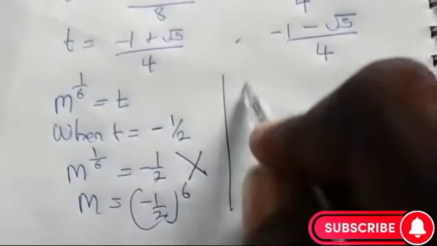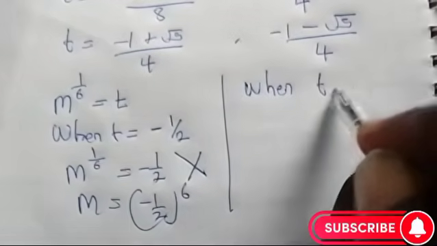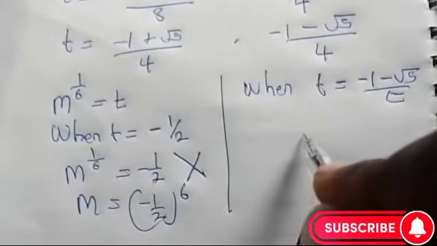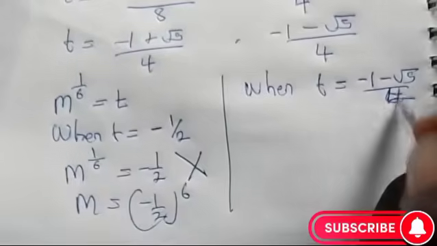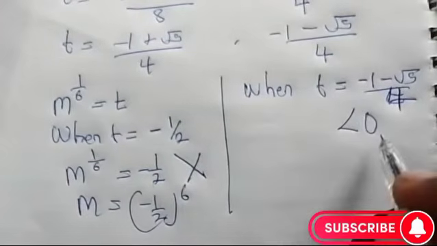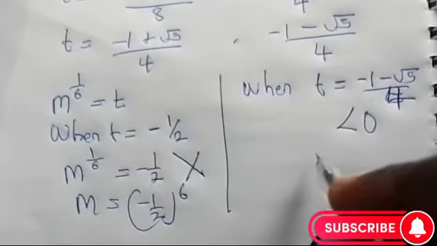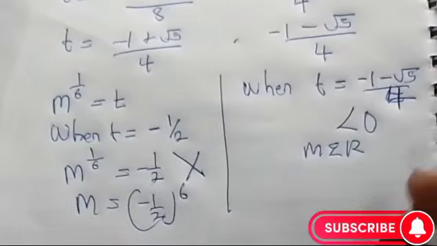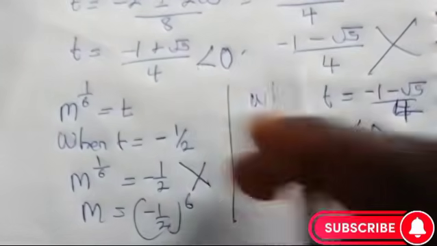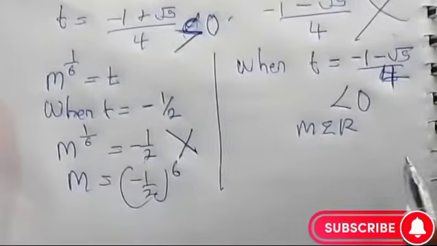So when t is equal to minus 1 minus root 5 over 4, we are going to have 5 over 4. So don't forget that the value of this is less than 0, right? So when this is less than 0, we cannot get a real value for m. Therefore this also is not a solution. But if you look at this carefully, this is greater than 0, therefore we can get a real solution from this. Sorry about the sign here, it is greater than 0, right?